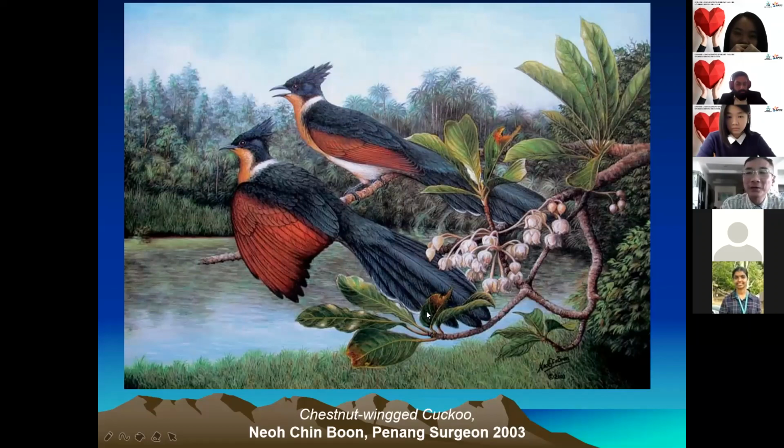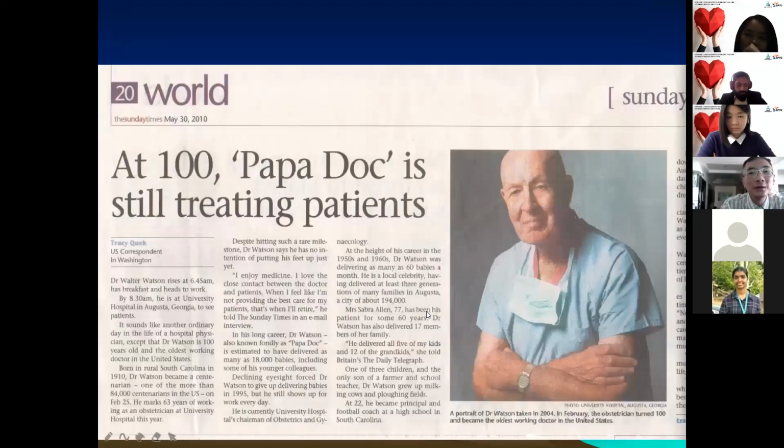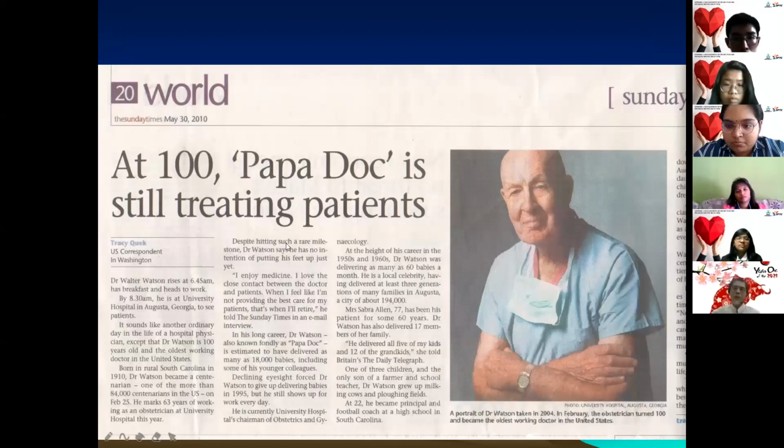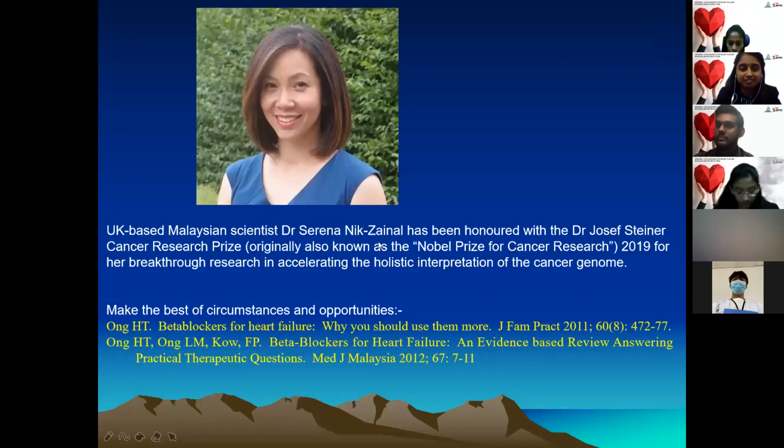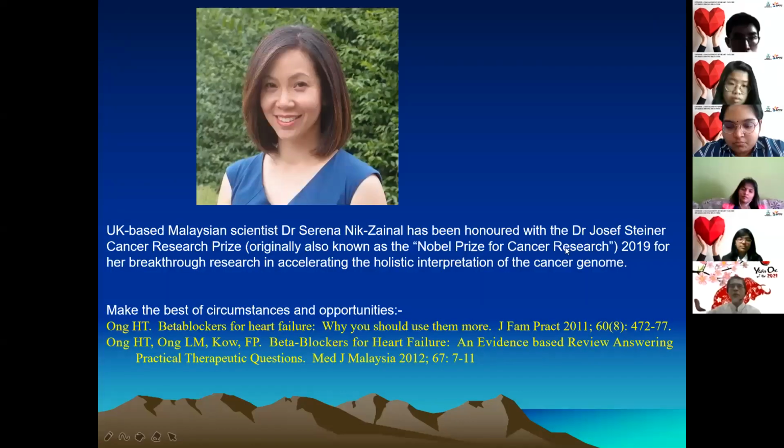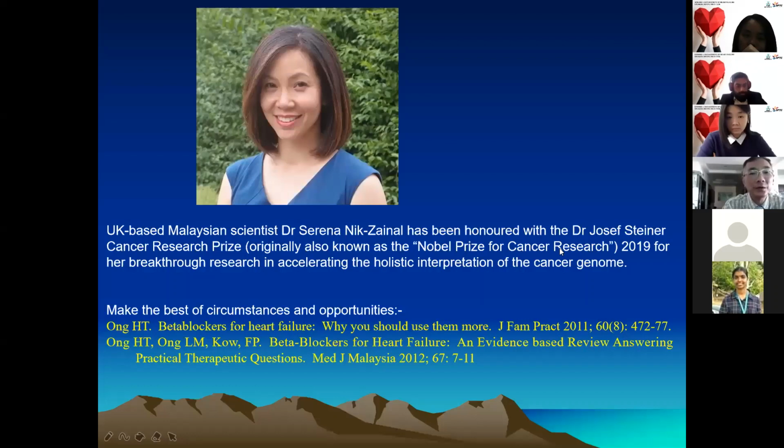So doctors are like that. They like to observe nature. They like to contribute to nature. Look at this guy, 100 years old. He's an obstetrician who is still working because he enjoys the work. Look at this girl, a Malaysian girl, who won an award for cancer research. So she gets a chance to go to Cambridge, I think it is.